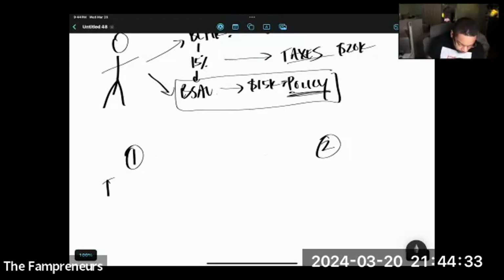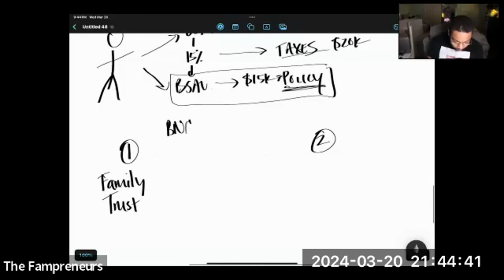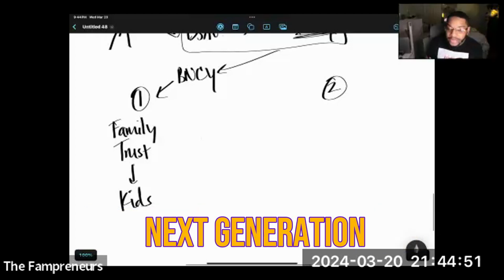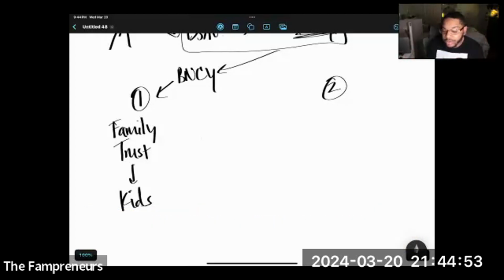One, you can connect it to your family trust. The beneficiary, I'm going to put this as a beneficiary, y'all. Okay. Is going to be the family trust. The family trust beneficiary is going to be your kids or the next generation, whatever your beneficiary is. Okay. That's the one part.